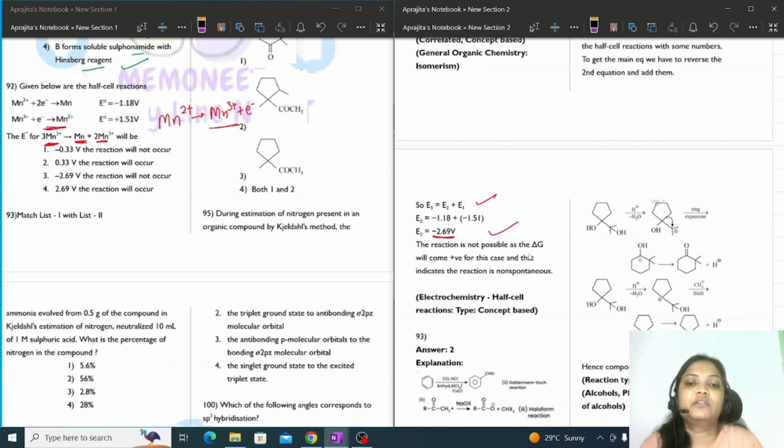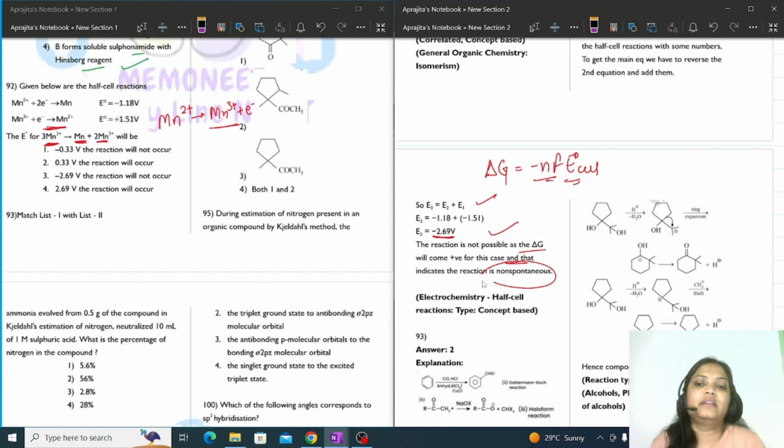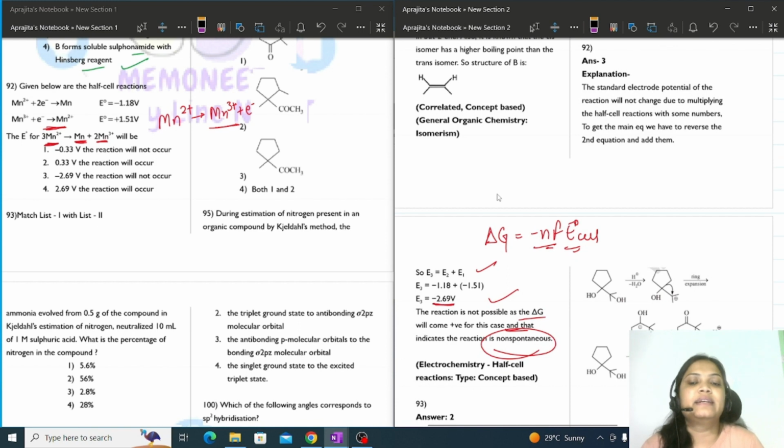So the reaction is not possible because the delta G value will come out positive, because it is minus nFE naught cell. It indicates that the reaction is non-spontaneous. Because the delta G value is coming out to be positive, with minus 2.69 volt, the reaction will not occur.